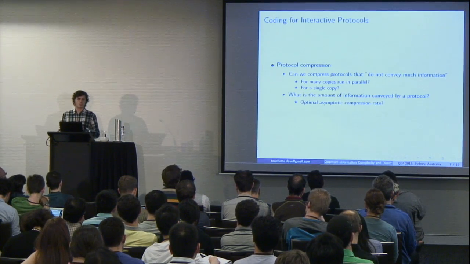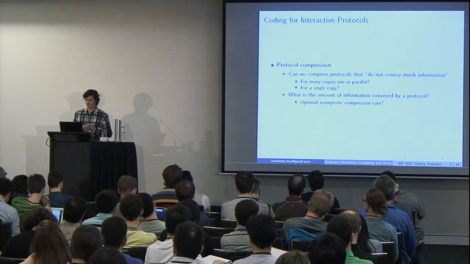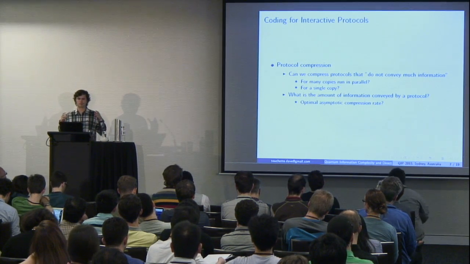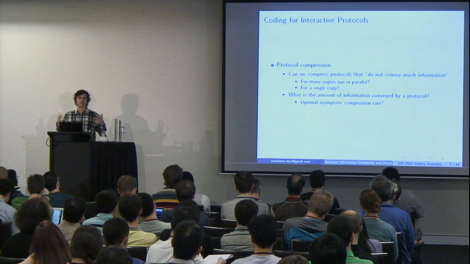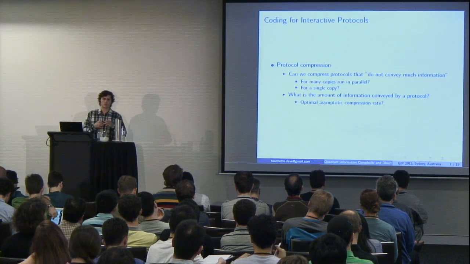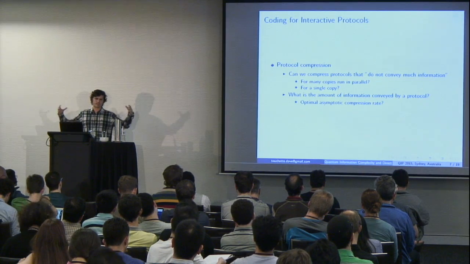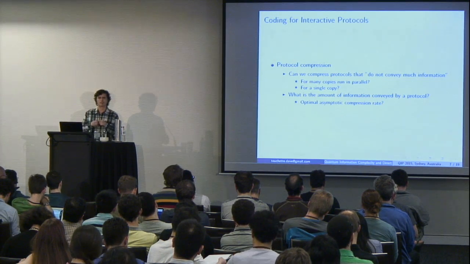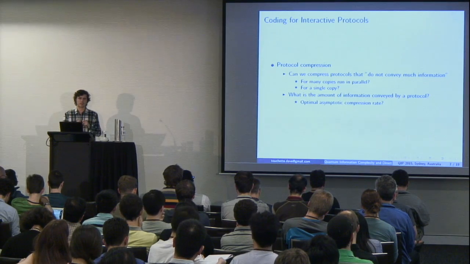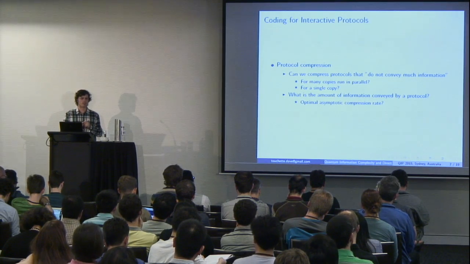Okay, this leads us to coding for interactive protocol. We would want to be able to compress protocols that do not convey much information. We might want to do this when we have many copies of the protocol to compress in parallel, but we might also be interested in doing such a compression when we only run a single copy of the protocol.